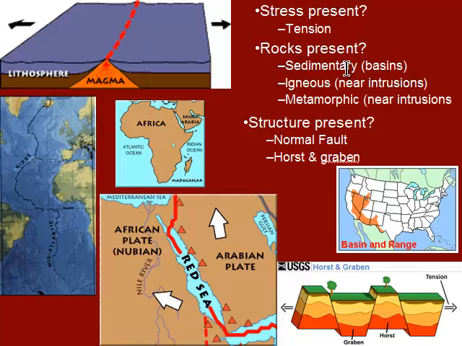So we can get sedimentary rocks in the basins, like I mentioned, where we have the grabens, and in our Red Sea area, and we get igneous rocks where we have the magma rising up to the surface, forming the new crust at those divergent boundaries. And we can get metamorphic rocks where we have that magma coming up to the surface.